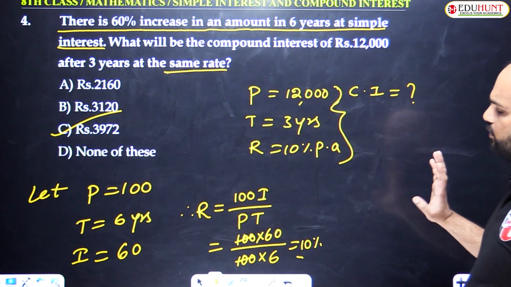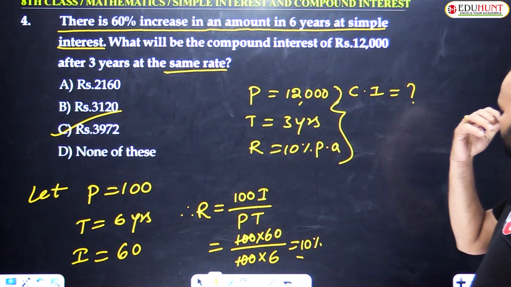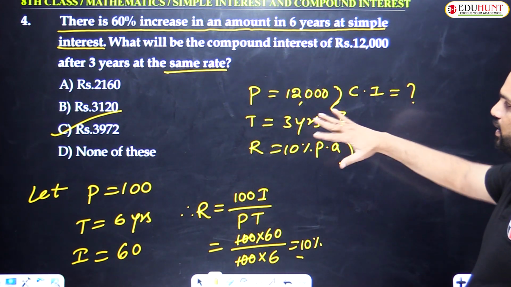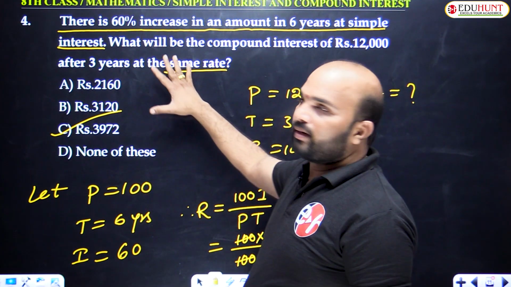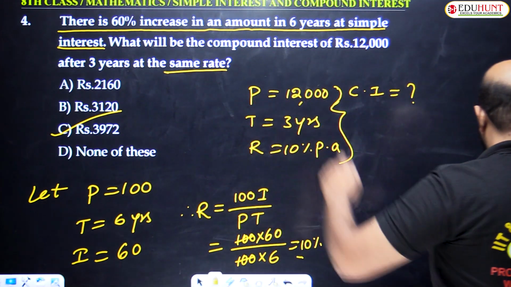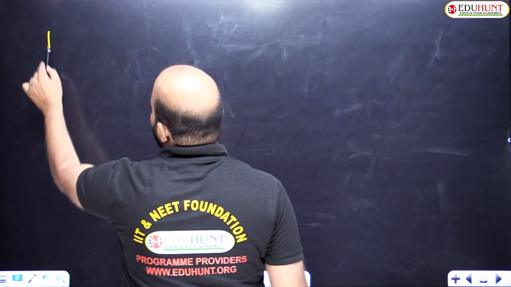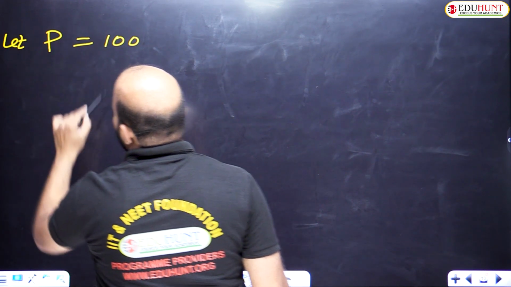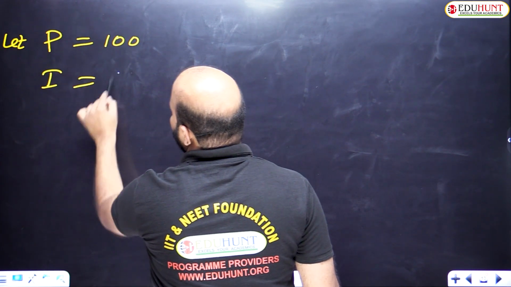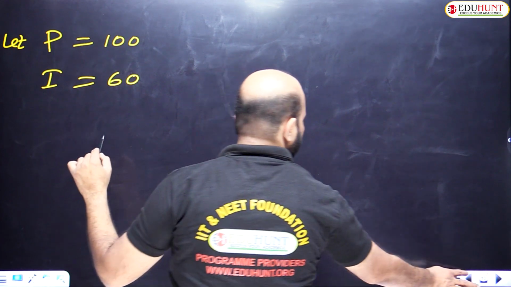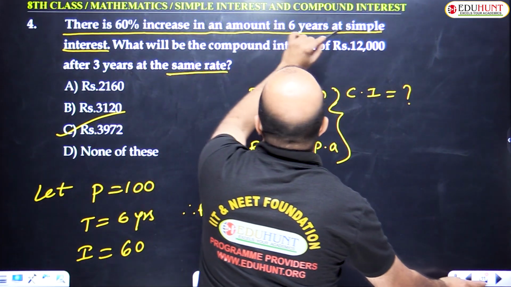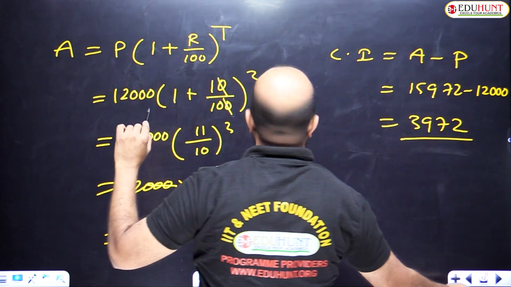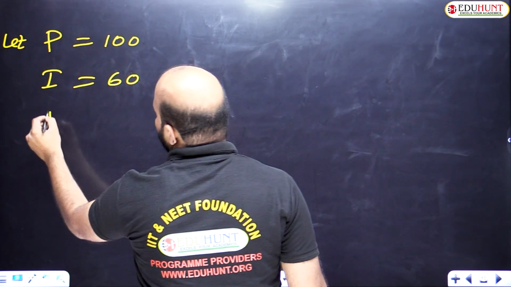So how are we going to calculate the shortcut? By using the shortcut, how to calculate the compound interest? In that question, clearly we need to notice that we don't know the initial principal, so let us consider it as 100. So how much interest are we getting? Interest 60 rupees. In how many years? Already mentioned, in 6 years, as per the simple interest concept.